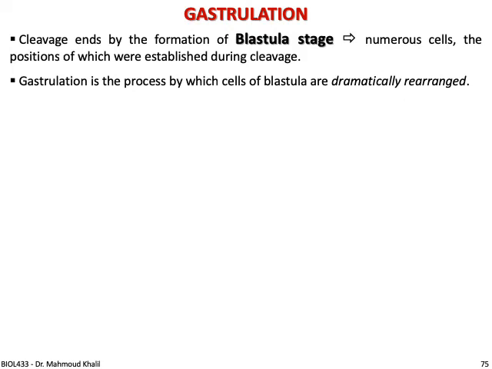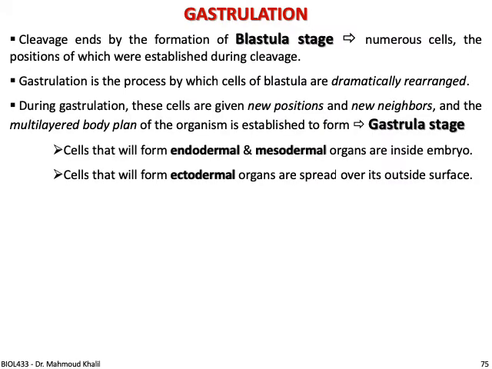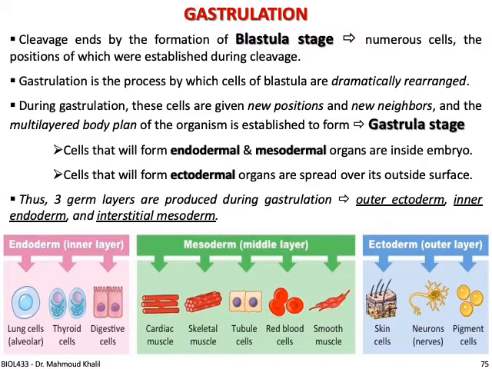Last lecture we talked about gastrulation and the stage which follows blastulation, and the main aim of the gastrula stage is to form a two-layered embryo. One layer will give rise to endoderm and mesodermal organs, and the other one will give rise to the ectodermal organs. You can see the examples of each layer and what organ it will give in future from the endoderm and mesoderm and ectoderm.